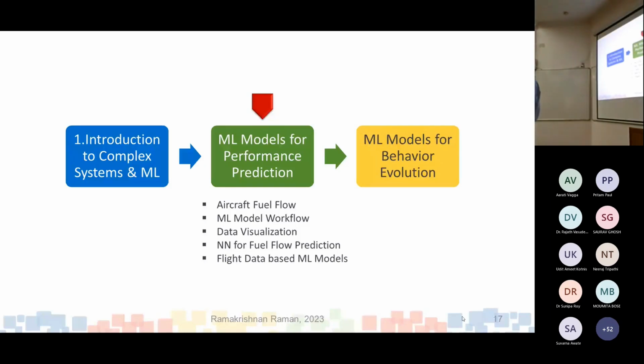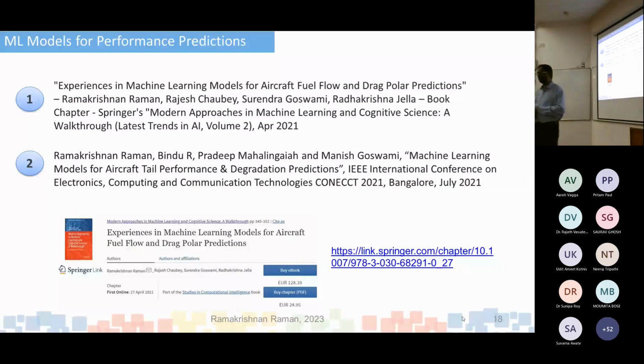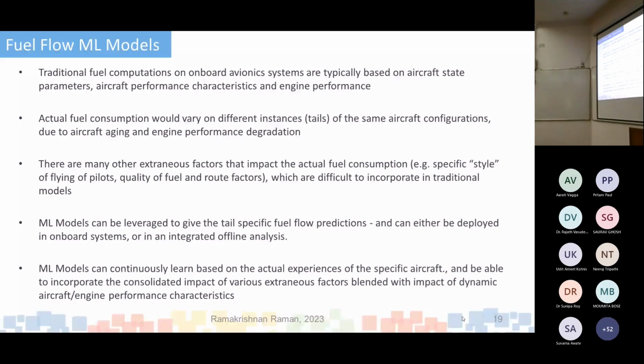Right, so welcome back. We will look at a few case studies, just to illustrate how we do it. The first one is on machine learning models for performance prediction. This is based on two works, one at an IEEE conference and another at a Springer event. Here we talk about how we can use machine learning models to predict the fuel consumed in an aircraft. Typically in an aircraft, a lot of physics comes into play in terms of fuel consumed. So can we look at the data and correlate it to the fuel consumed? That is why these models are of interest here.